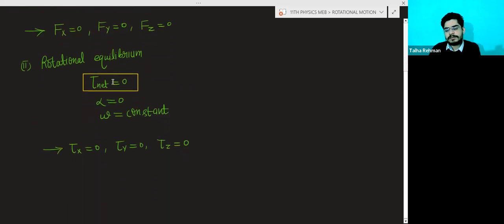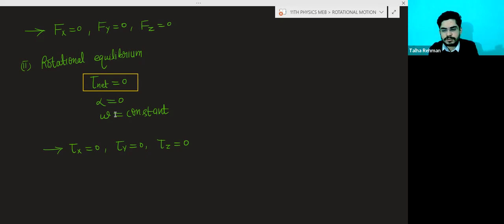Next, rotational equilibrium means the net torque on the body is equal to 0. If the torque on the body is 0, it means the angular acceleration of the body is 0. We will study that later. And if angular acceleration is 0, then angular velocity is constant. So the body can rotate with a constant angular velocity.